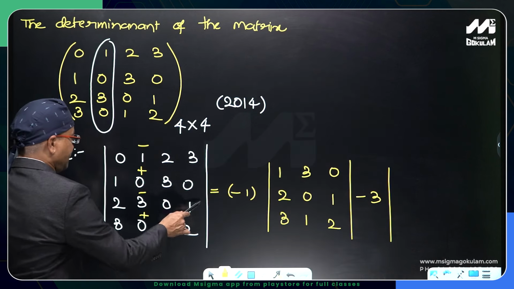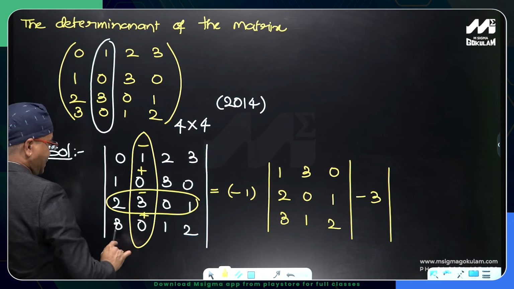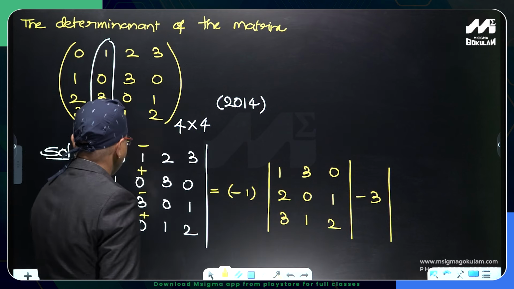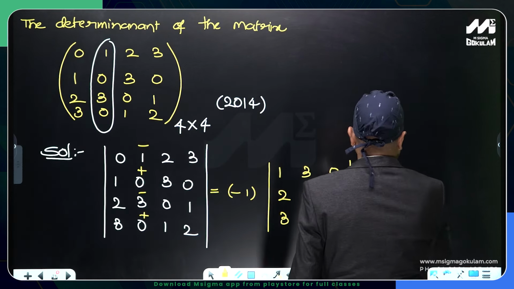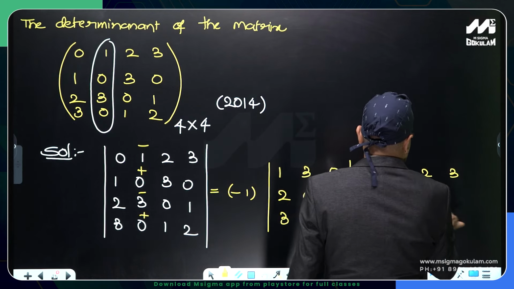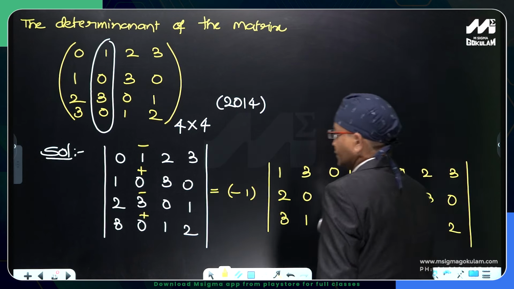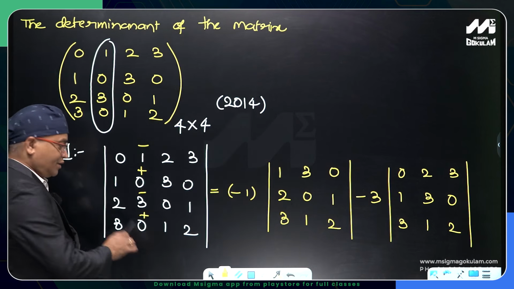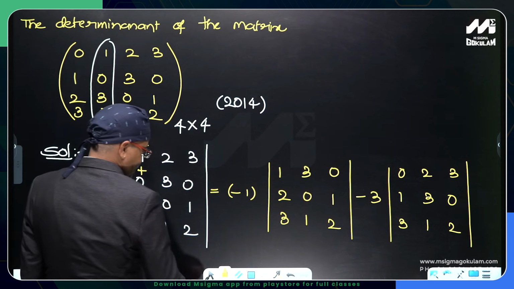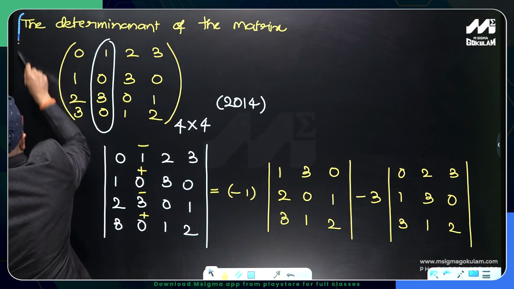Now remove this particular row and column. Remaining all elements 0, 2, 3, 1, 3, 0, 3, 1, 2, we have to take in a 3 by 3 determinant. Okay. Let us consider them 0, 2, 3, 1, 3, 0, 3, 1, 2. Next also 0 into will come. Don't consider. 0 into any determinant value, 0 only. Now, remaining steps, I show you in this page itself.